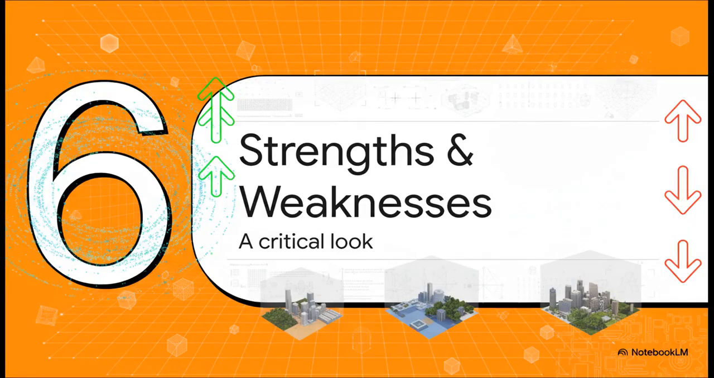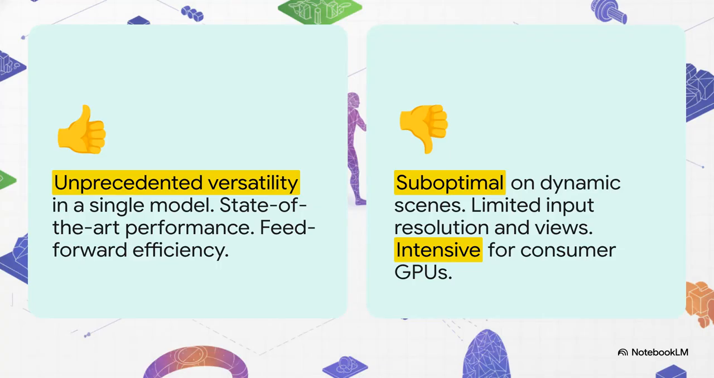Okay, so we've seen the incredible results, but no model is perfect. So let's take a step back, put on our critical hats, and take a balanced look. What are the real pros and cons here, and where do we go from here? The strengths are pretty obvious. You've got this insane versatility packed into one model. It's the new state-of-the-art champion across the board. It's robust, it's flexible, and it's fast.